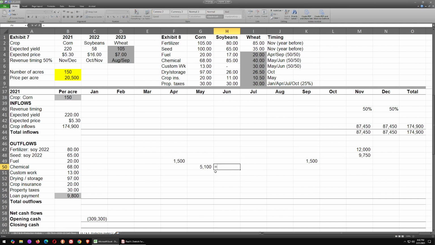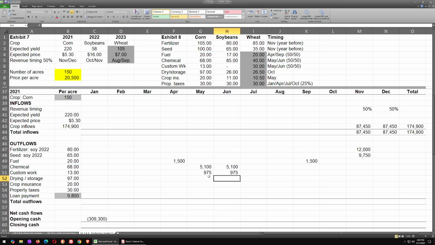And again, we can just do equals. Custom work. So these are independent contractor works. And you notice for the one that you're going to do, soybeans, you don't actually have custom work. You don't have any independent contractors. But for the corn, we do. So let's go ahead and do it. And it will also be in May and June. So it will be equals 0.5 times 13 times 150 acres. And we'll just say equals that again.